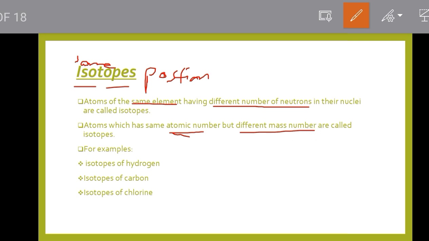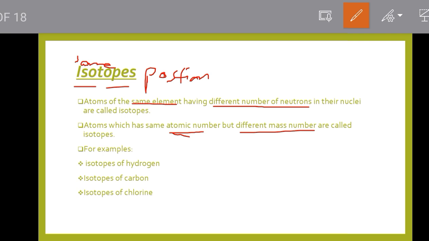Now the same atomic number means they have the same number of protons, and different mass number means they have different numbers of neutrons. So the isotopes that have more neutrons are heavier than the isotopes of the element that have fewer neutrons.